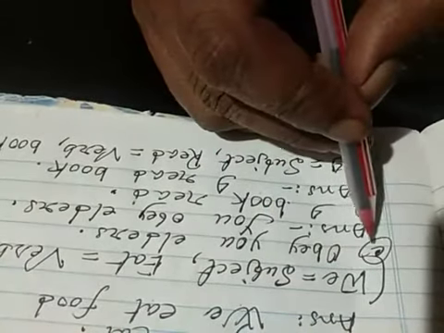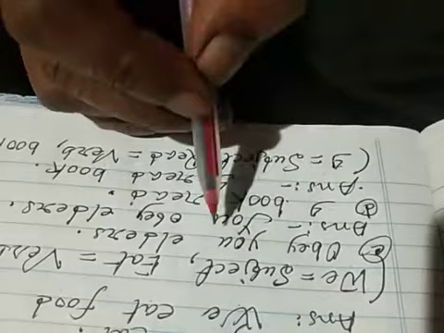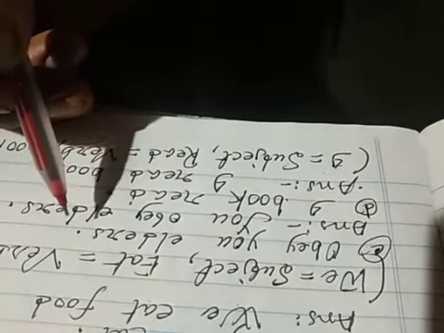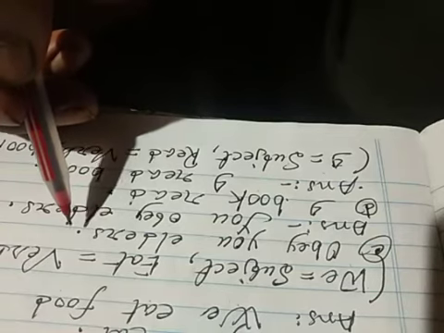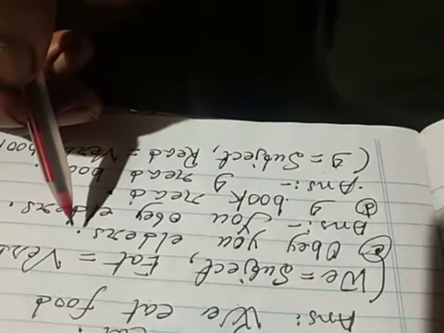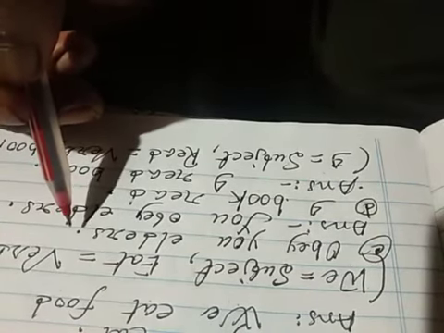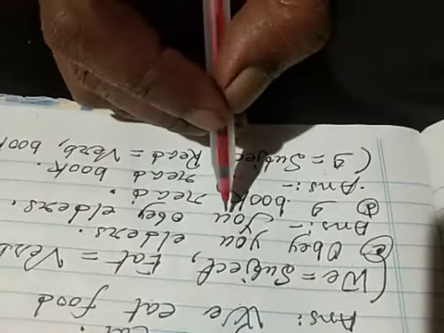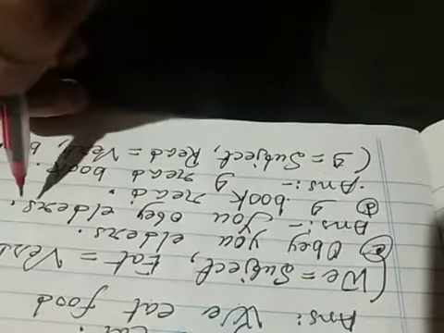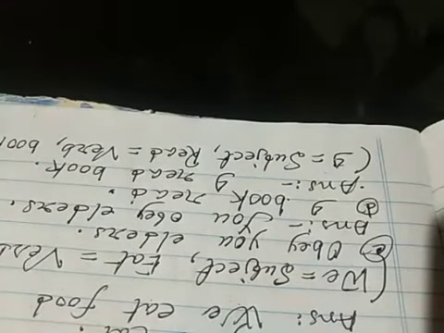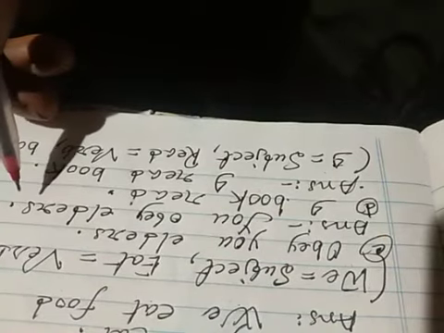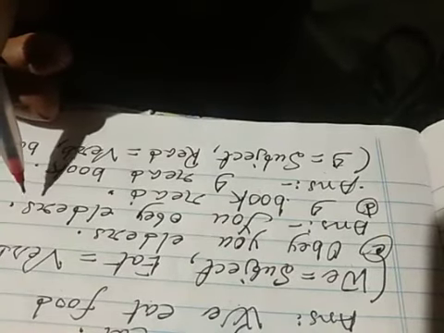Number C, obey you elders. These words are arranged in disorder. Answer: you obey elders. These words are arranged in right order, so the sentence is correct.